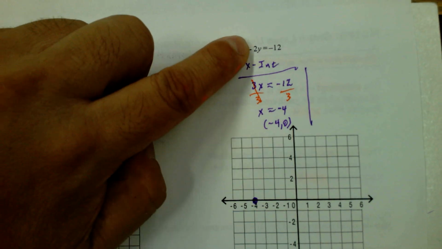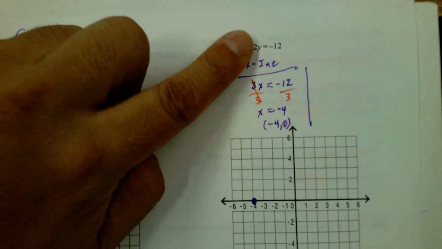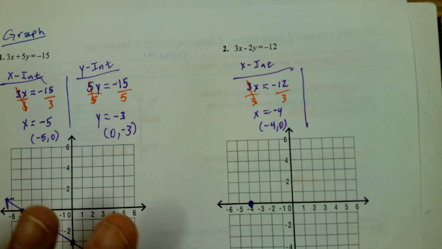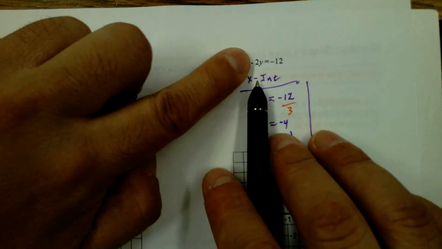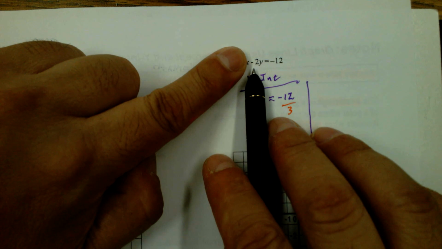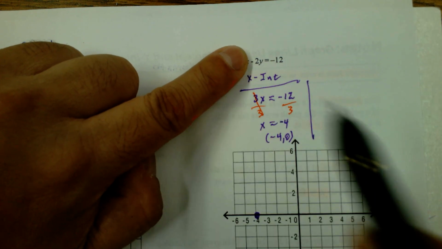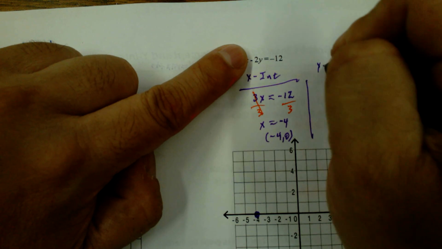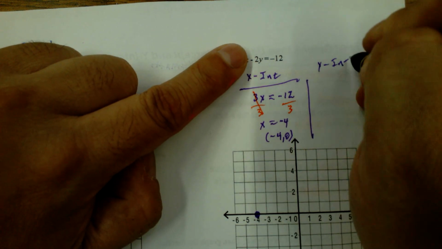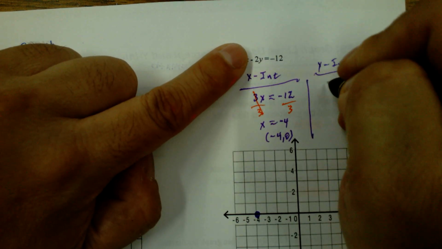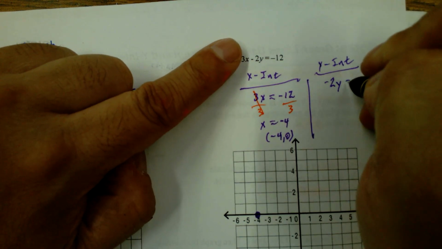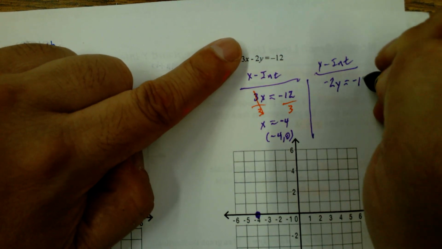So we cover up 3x. Now this is important. What do I have left if I cover that up? Be careful. What do I have in front of that? What's in negative 2y? The minus serves as a negative. So for the y-intercept, we have negative 2y equals negative 12.